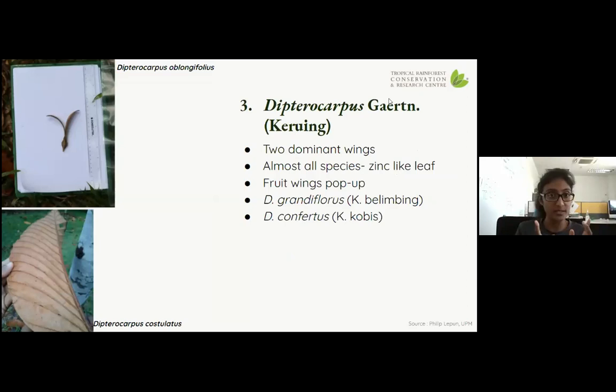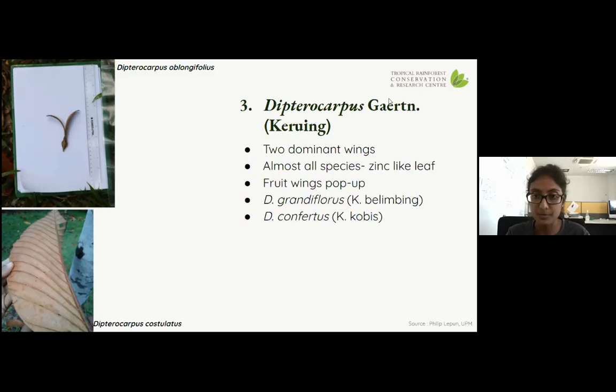And almost all species of this genus have zinc-like leaves. So if you can see the bottom photo, the margin of the leaf is zinc-like, the texture is zinc-like. And the fruit wings pop up, as you can see in the top photo. Some examples are Dipterocarpus grandiflorus and Dipterocarpus concertus.